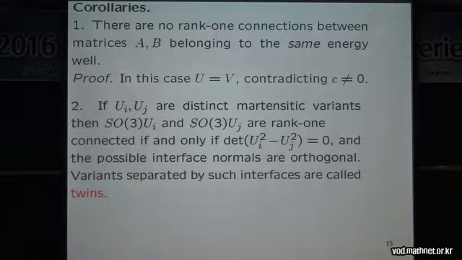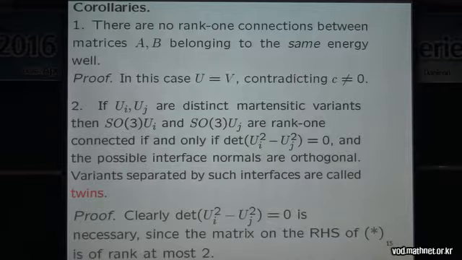Well, first of all, if they're rank one connected, then U_i squared minus U_j squared has rank at most two, because it's the sum of two tensor products. So, for example, you can hit the equation with some vector that is perpendicular to m and n, and you'll get zero. That means that U_i squared minus U_j squared has a zero eigenvalue, i.e. the determinant is zero. So that's clearly a necessary condition.